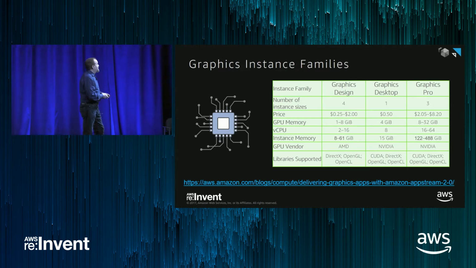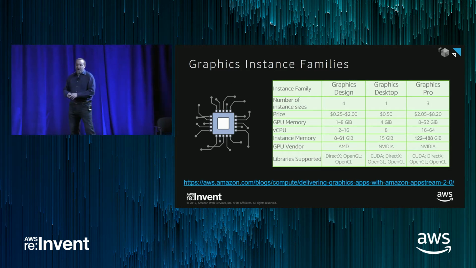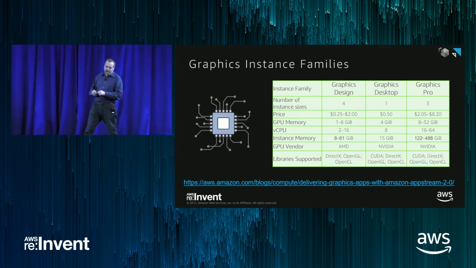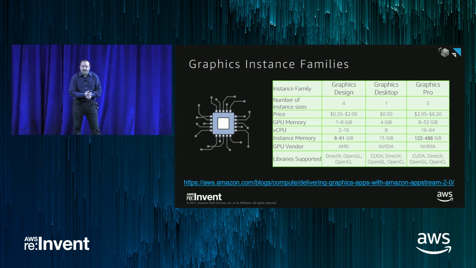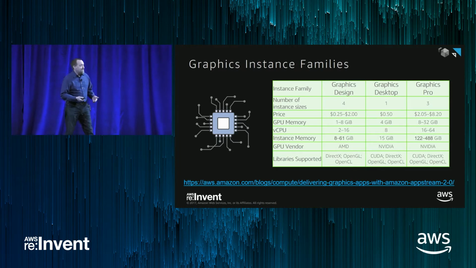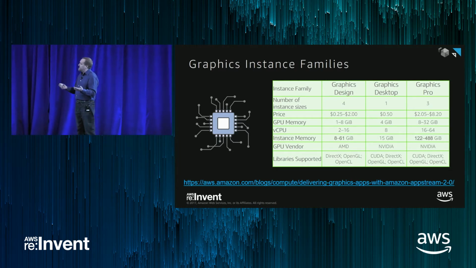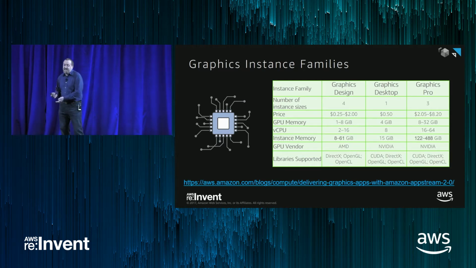Within the graphics families, we have 3 separate families and 8 instance types. So graphics design instances are powered by the AMD FirePro S7150x2 GPUs. Those are ideal for delivering applications that rely on hardware acceleration of DirectX, OpenGL or OpenCL, such as Adobe Premiere Pro, Autodesk Revit, Siemens NX.